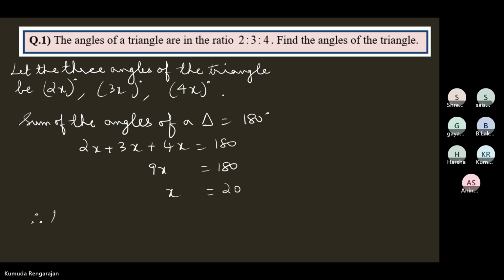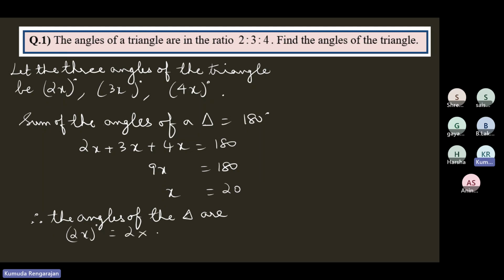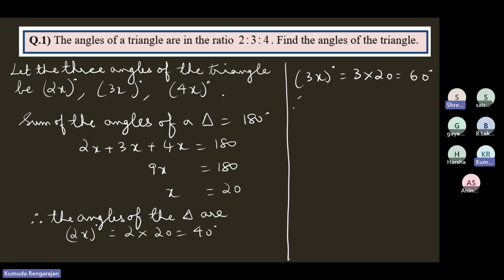Therefore, the angles of the triangle are 40 degrees, 60 degrees, and 80 degrees. 2x degrees, that is 2 into 20, which is 40. Correct. Then you'll have to continue writing below. I don't have space, so I'm continuing here. Then 3x degrees, which is 3 into 20, which is 60. And 4x degrees, 4 into 20, which is 80 degrees. Very good.